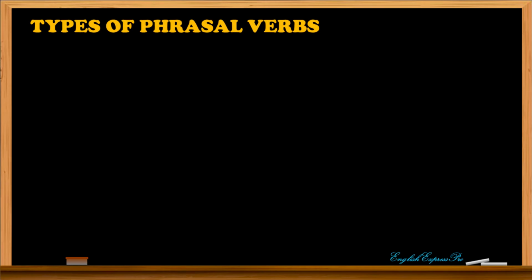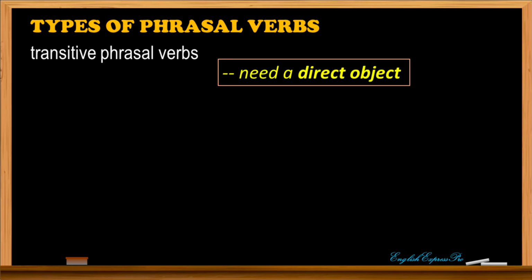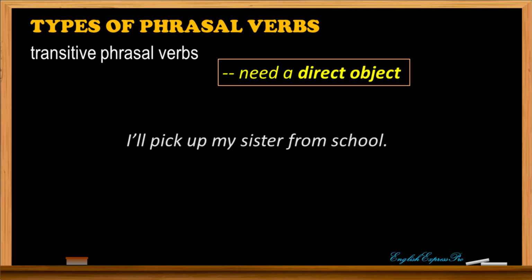Types of phrasal verbs. Let's start with transitive phrasal verbs. These are phrasal verbs that need a direct object. In other words, something or someone receives the action of the verb. For example, I'll pick up my sister from school. Here, my sister is the direct object, so pick up is a transitive phrasal verb.